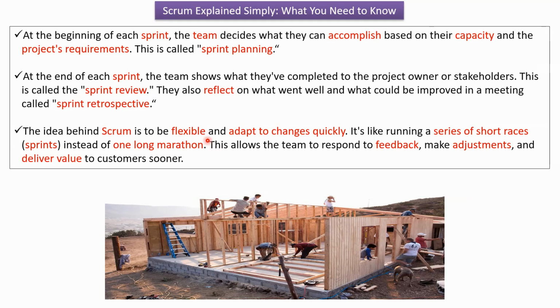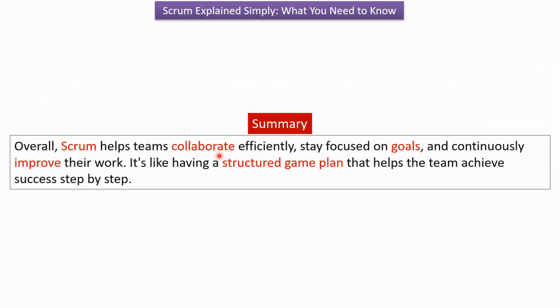The idea behind Scrum is to be flexible and adapt to changes quickly. It is like running a series of short races instead of one long marathon. This allows teams to respond to feedback, make adjustments, and deliver value to the customers sooner. Overall, Scrum helps teams collaborate efficiently, stay focused on goals, and continuously improve their work. It is like having a structured game plan that helps teams achieve success step by step.